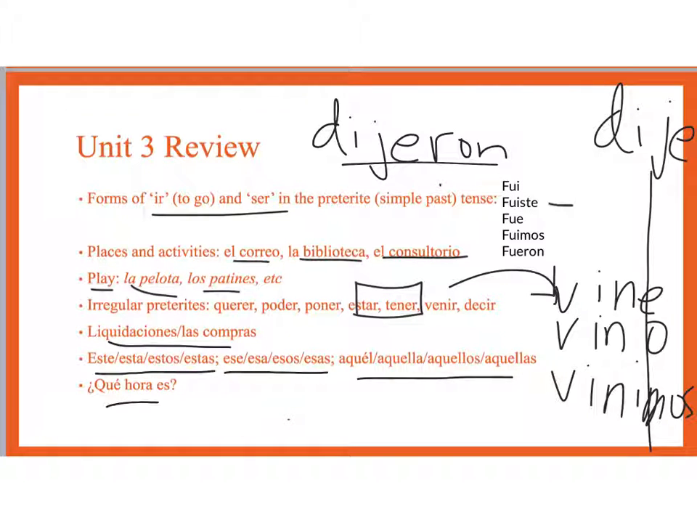¿Qué hora es? Being able to tell time, do a little review of telling time. ¿Qué hora es? Son las 7, son las 6. Es la una, remember 1 o'clock is es la una. And also don't forget your half hour, quarter hour, right? Media. So es la una y media is 1:30. Son las 10:15. It's 10:15. It's a quarter past. So make sure that you're familiar with those.